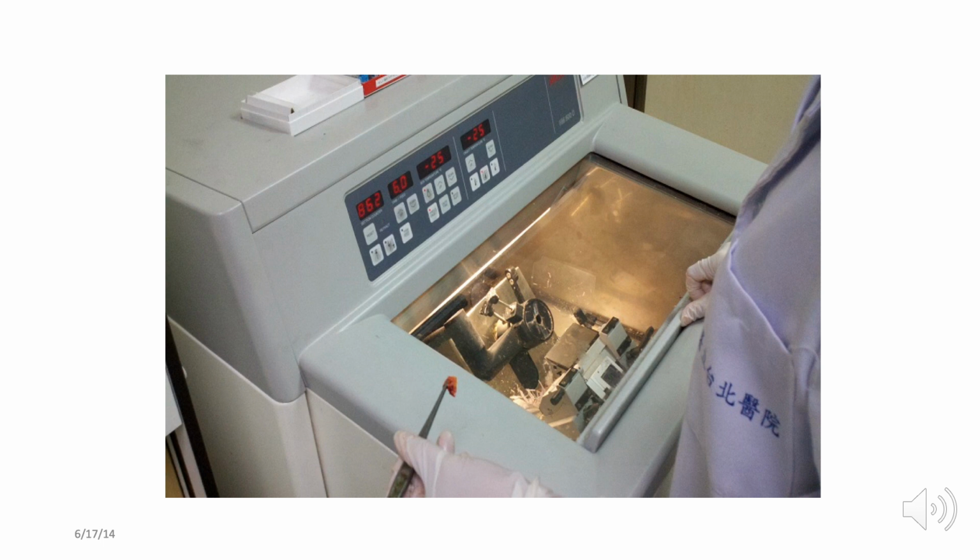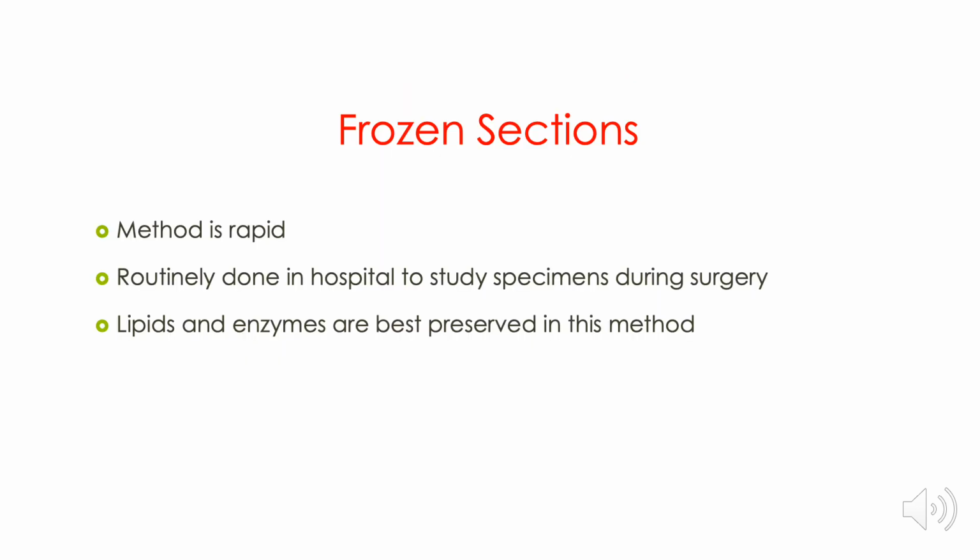So frozen section is a rapid method. It's routinely done in hospitals to study specimens during surgery. And since the tissue is not exposed to many chemicals, unlike in the routine tissue processing, most likely lipids and enzymes are preserved using this method.